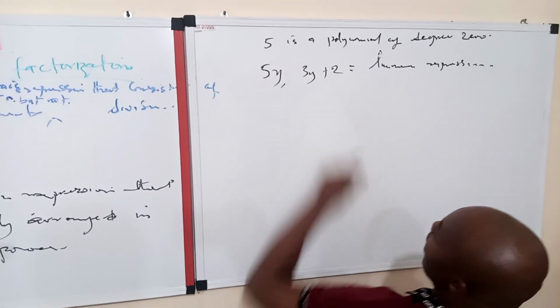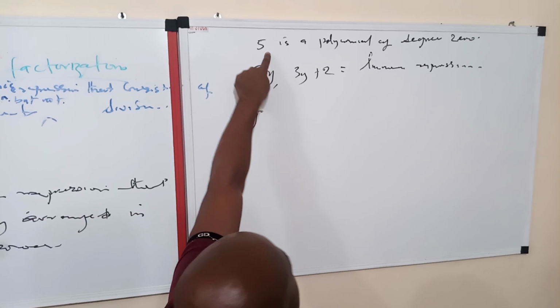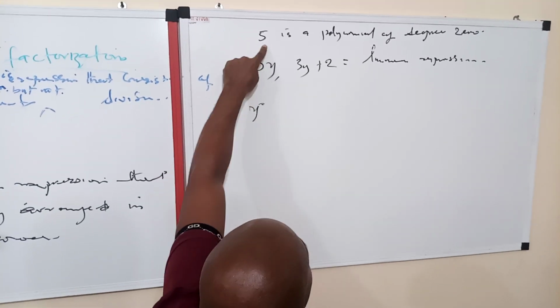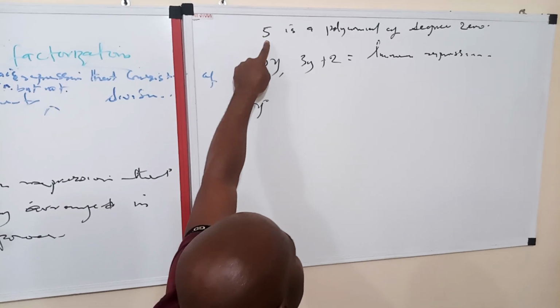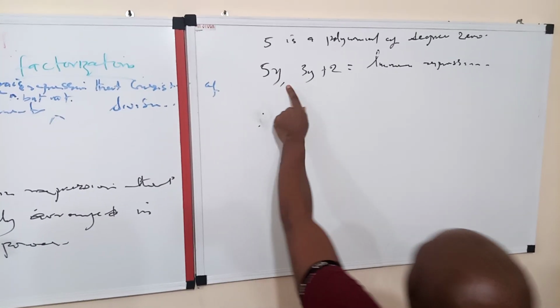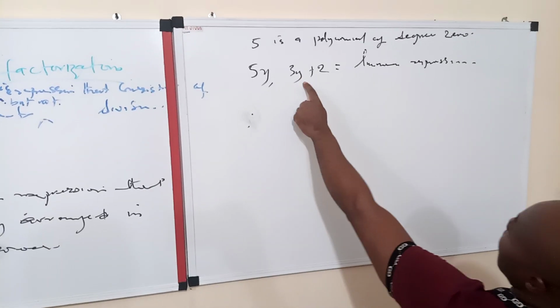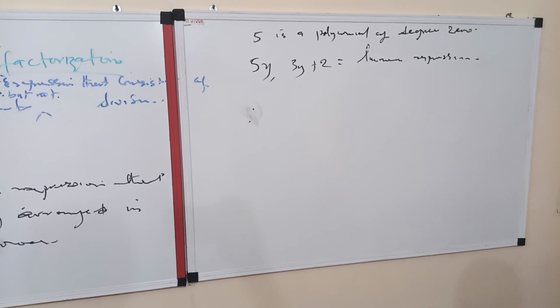In this case, you will know that anything raised to power 0 is 1. So we assume that the power of y here is 0, and that will be the highest power. That's why we just have the constant here. Whereas in this second case, the polynomial is of degree 1, and sometimes we call it a linear expression.